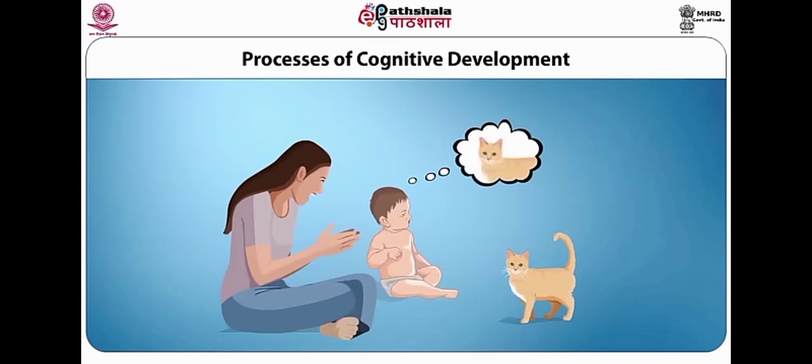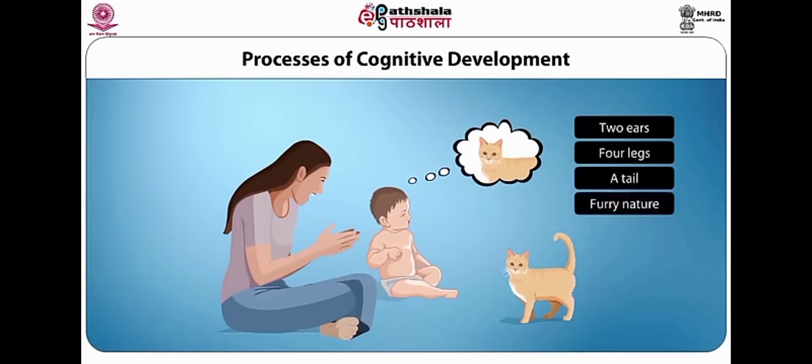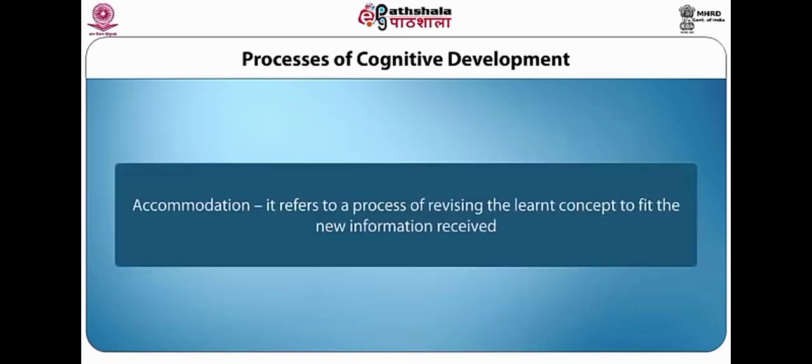After which, the child constructs a new schema of a cat, which says a cat has got two ears, four legs, tail, furry, and sounds meow. Once a disequilibrium is resolved by forming a new perfect schema of cats, the child gets back to the state of equilibrium. That is, the process of accommodation has occurred. Accommodation refers to a process of revising the learnt concept to fit the new information received.